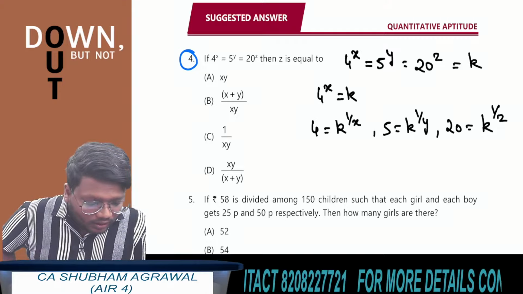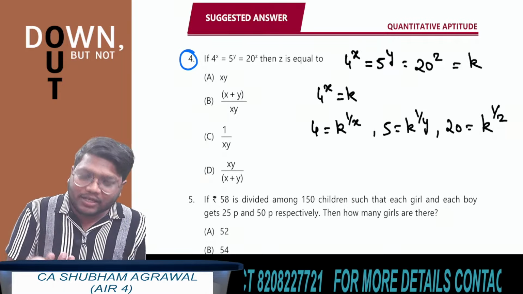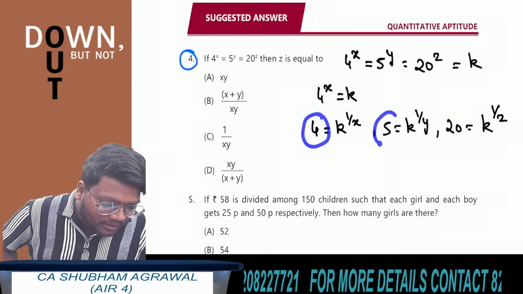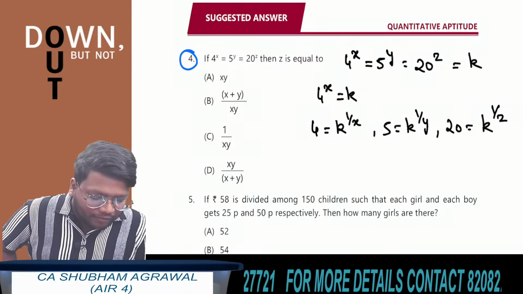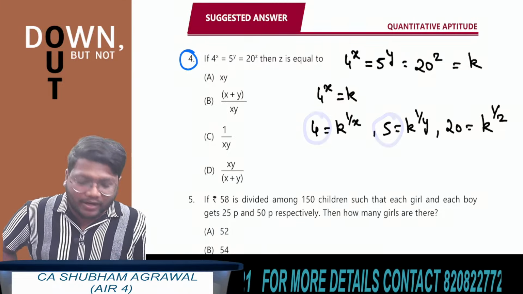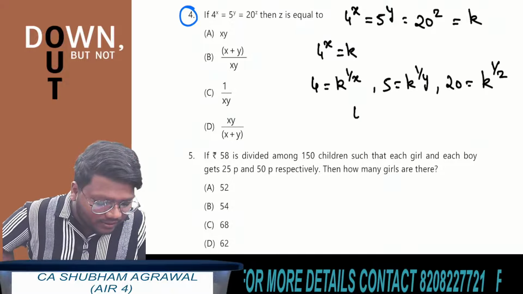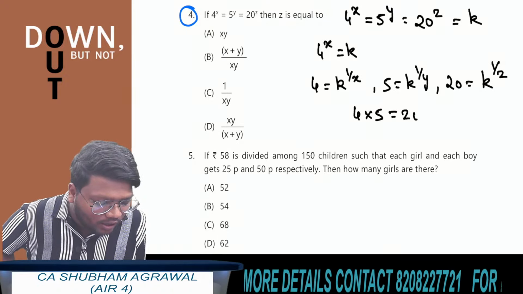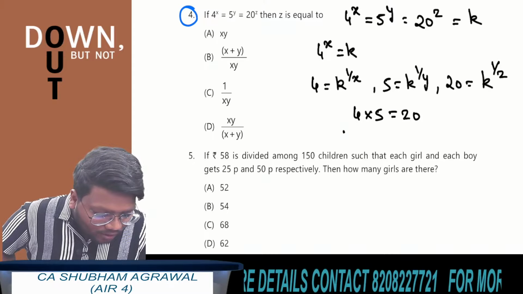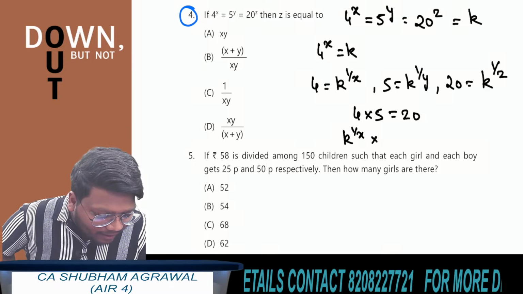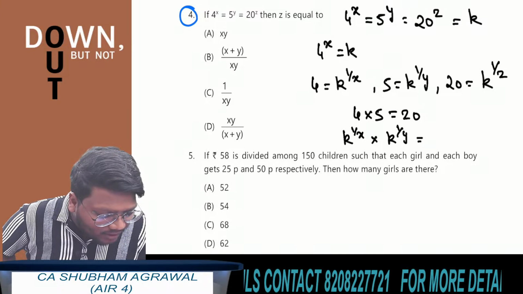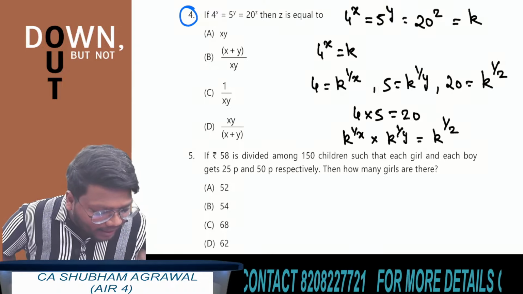Okay. Now how to make an equation here? You can see here that the numbers are 4, 5 and 20. If we multiply 4 and 5, what will we get? 20. Okay, so we can make the equation in this way. 4 multiplied by 5 is equal to 20. So k to the power 1 by x multiplied by k to the power 1 by y is equal to 20, which we can write as k to the power 1 by z.